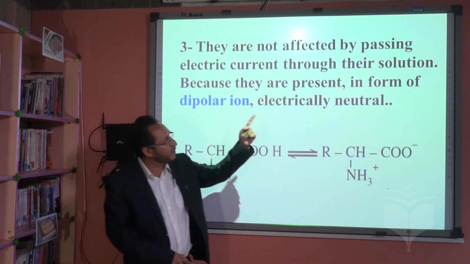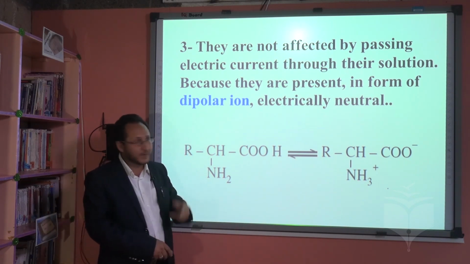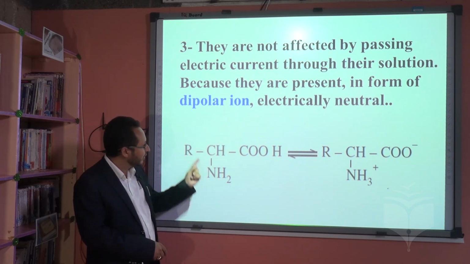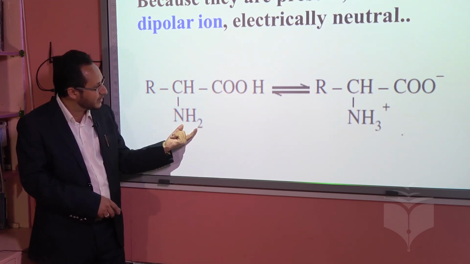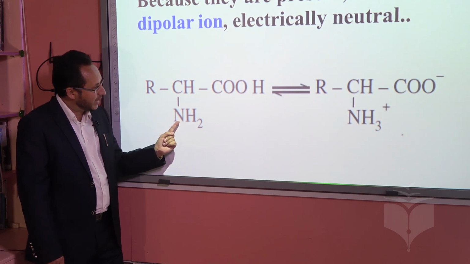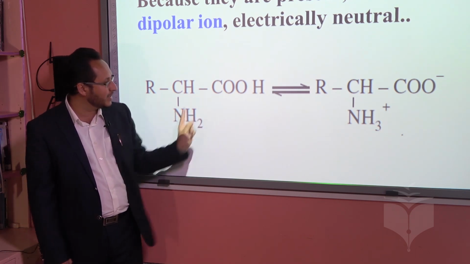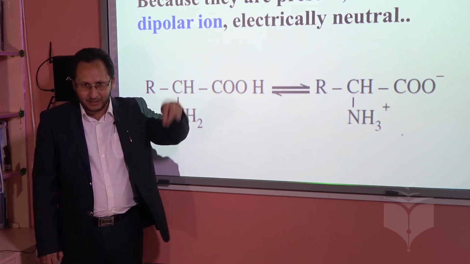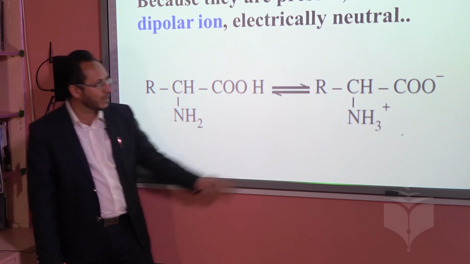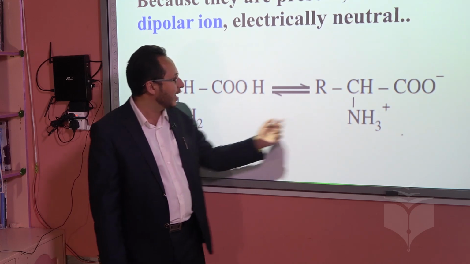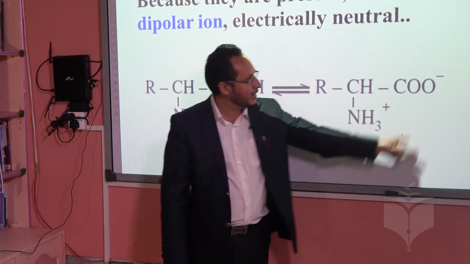They are not affected by passing the current in the neutral solution. Why? Because they are present as a dipolar ion. Look, this one, RCHNH2COOH. This is the acidic group and this is the basic group. Now, this N has a pair of electrons. This pair of electrons takes this H, because this is a base, it reacts with the acid in the same molecule. When this H transfers to NH2, we get NH3 plus because of loss of electrons, and this one gives COO minus. Here we have a positive ion, and this is a negative ion.